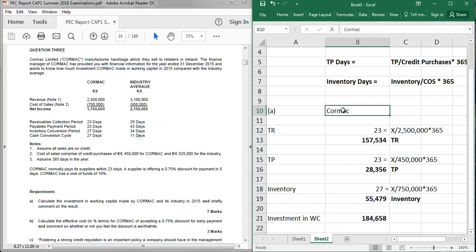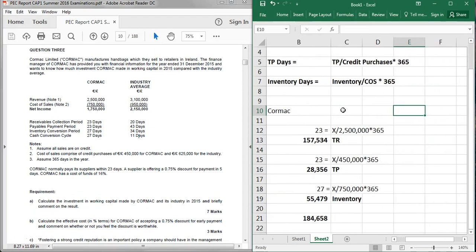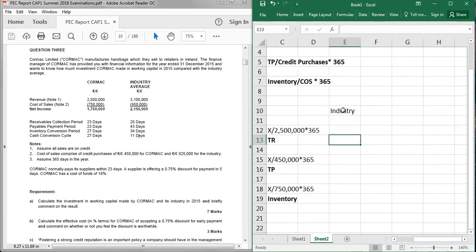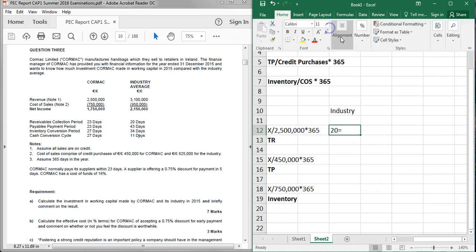Right, so assuming you've paused it and tried it yourself, let's look at the industry. So we'll just do the industry here beside it. So I'll come over another one for trade receivables, trade payables, and inventory. So again, we're just doing out the formula just to practice it again. We know trade receivable days are 20 in the industry.